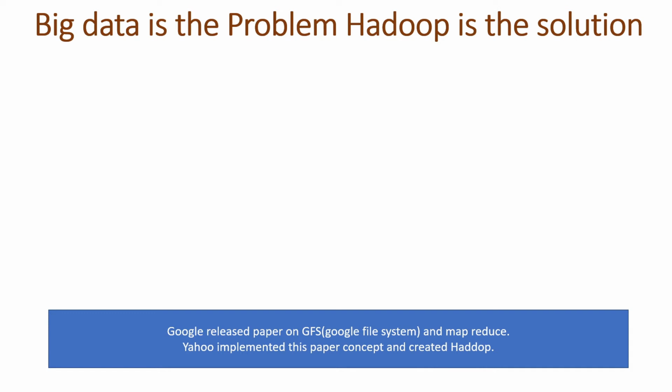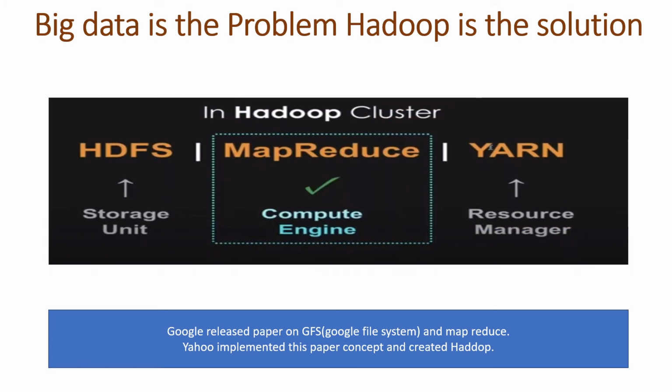This is a Hadoop cluster, which typically looks like what you can see on your screen. In this, there are mainly three components: a storage unit, a compute unit, and a resource manager. For the storage unit, they use HDFS, Hadoop Distributed File System. For the compute engine, they use MapReduce, and for the resource manager, YARN is used.